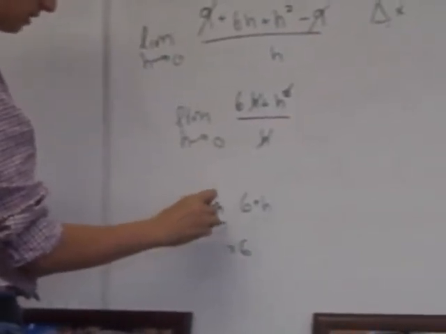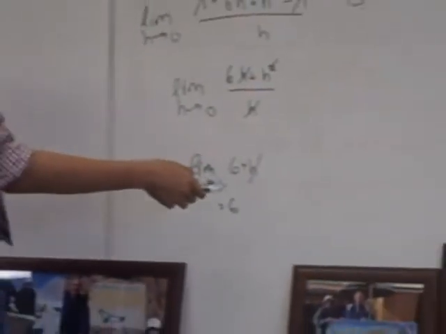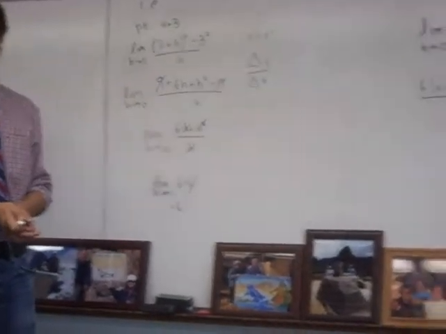And because h is approaching 0, it's a tiny, tiny, tiny number, we can just cancel this out. This becomes 0. So the slope at this point is going to be 6, because h is just a tiny, tiny number. Great.